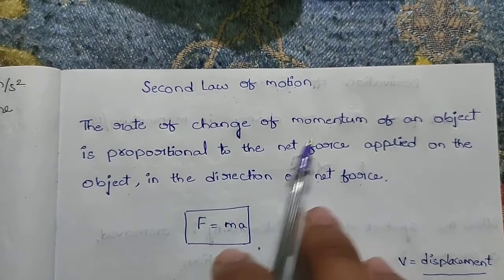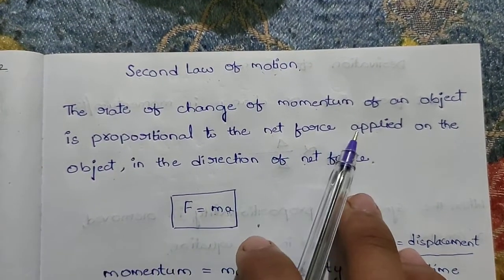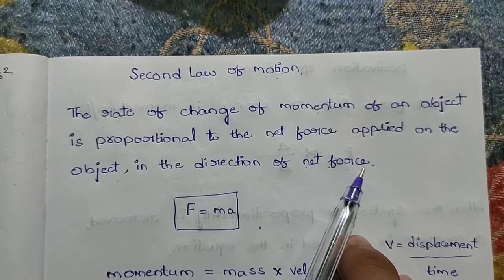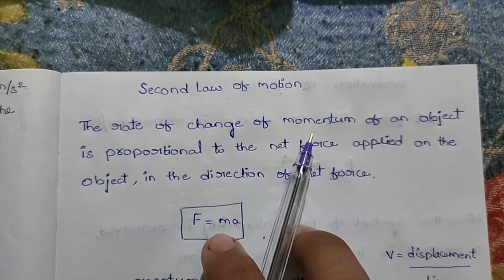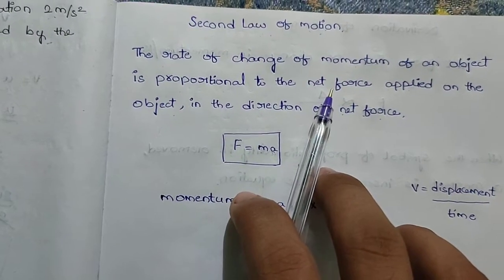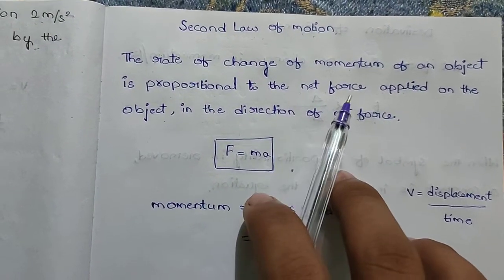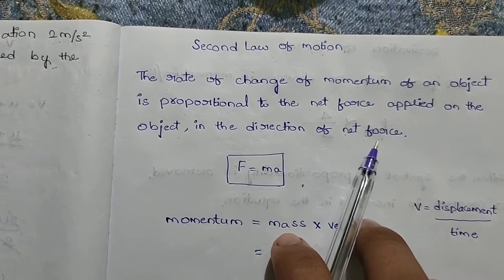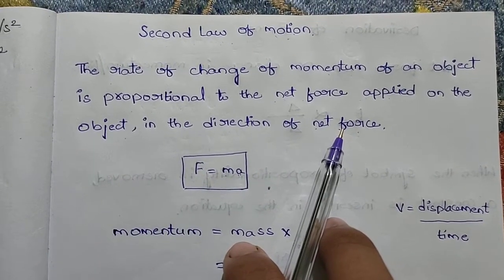The rate of change of momentum of an object is proportional to the net force applied on the object in the direction of net force. Here, the change in momentum is directly proportional to the force. Instead of force we are considering net force, which means the total amount of force, in the direction in which the net force is acting.